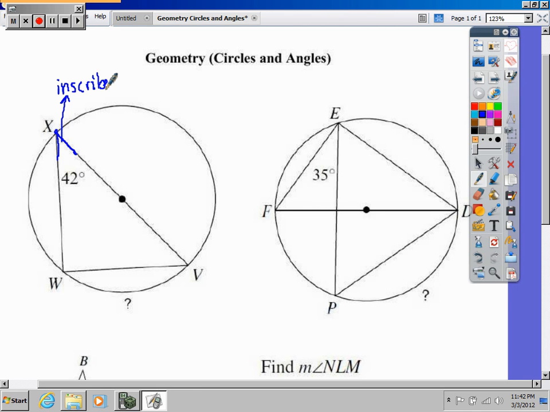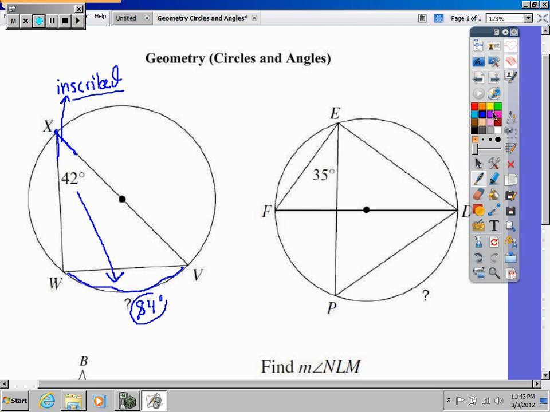So if you can remember back from geometry, if you have an inscribed angle, then the intercepted arc that you have over here is going to have to be twice this amount. So if I double 42, I end up with 84 degrees. So the measure of arc WV is going to be 84 degrees.